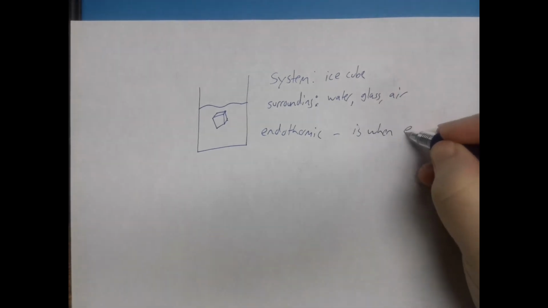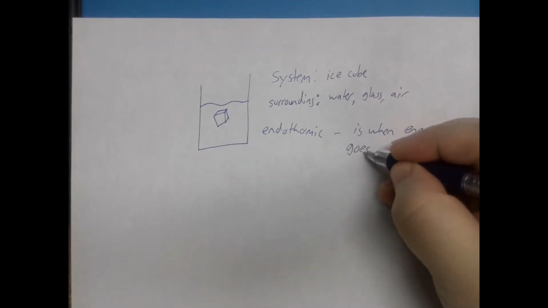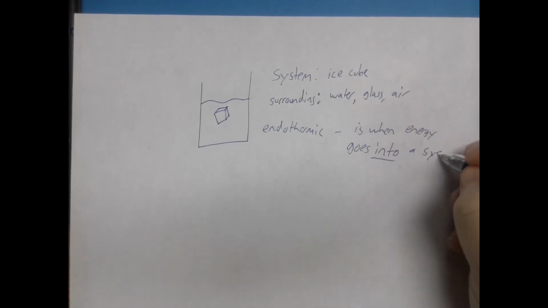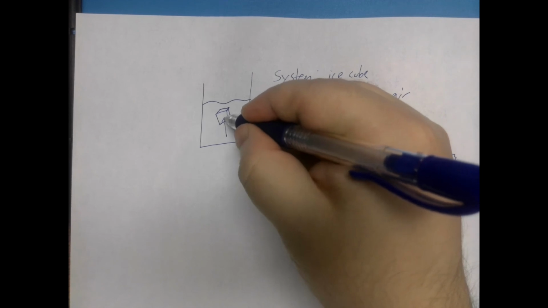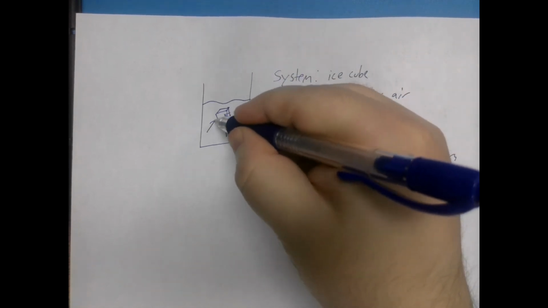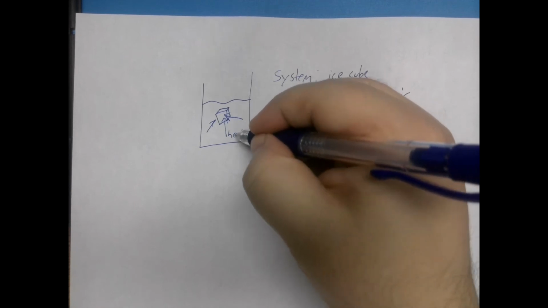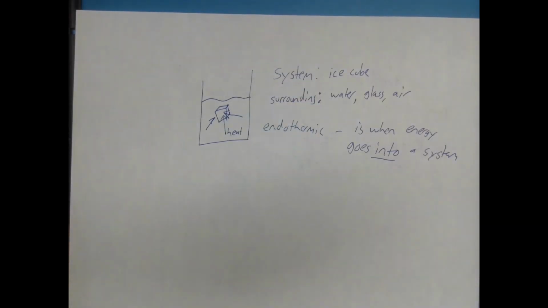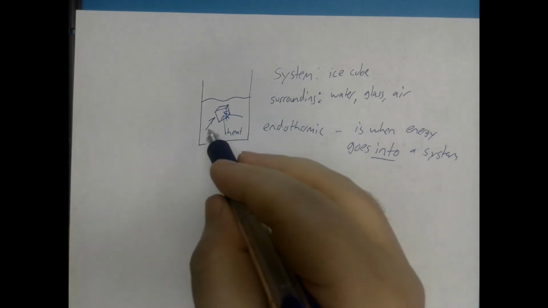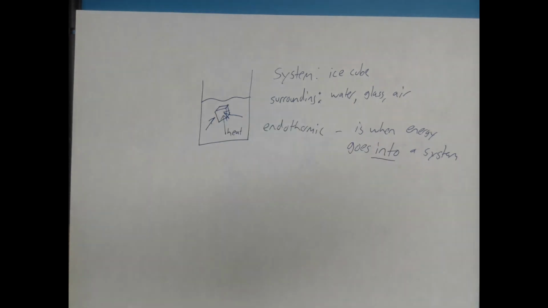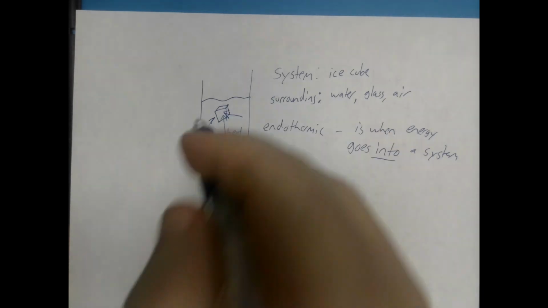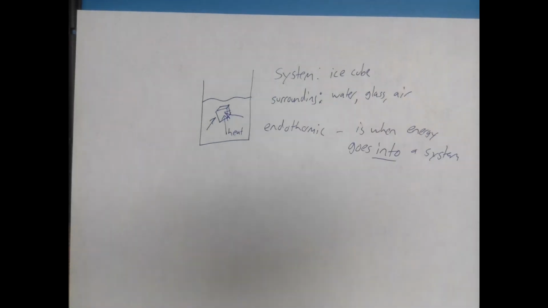So that means endothermic is when energy goes into a system. So heat is flowing from the surroundings into the ice cube. It's not that the surroundings are getting colder, it's that the ice cube is warming up. Warm is a loose term because it's not changing temperature, it's gaining heat. That's in the form of potential energy, but heat is flowing from hot to cold.